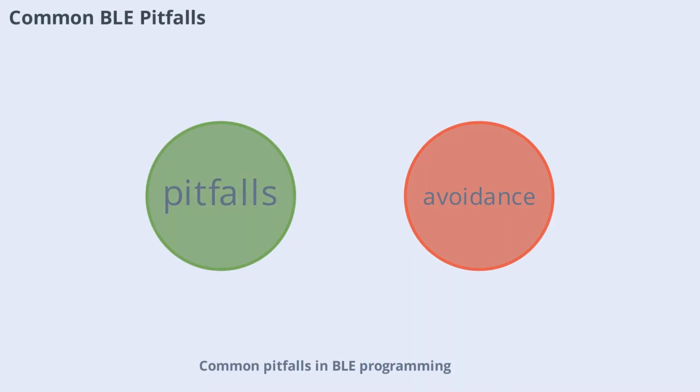Common pitfalls in BLE programming include attempting multiple operations simultaneously, relying on default write types, and neglecting threading issues. Avoid these mistakes by using command queues, setting write types explicitly, and handling data on dedicated threads. By being aware of these pitfalls, you can build more reliable and efficient BLE applications.